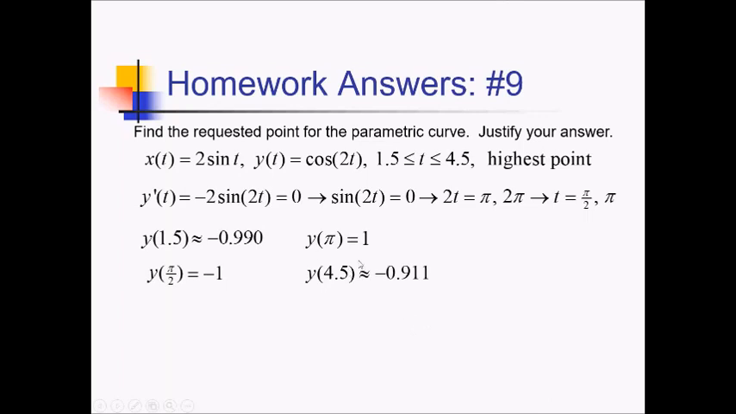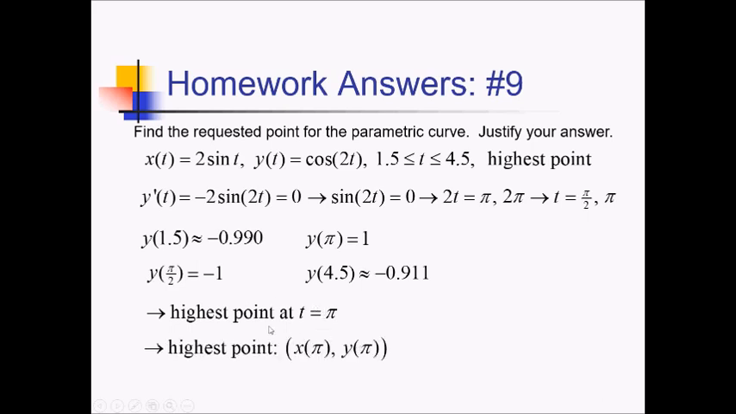So comparing these, I was looking for the highest point, so I want the one that gives me the highest y value basically. That's going to be happening at pi. So my highest point is at pi, so that's going to be the point, whatever x of pi and y of pi is. Well, we already found y of pi, it was 1. X of pi, if I plug pi in here, sine of pi is 0, 2 times that's still 0. So we have 0, and then the 1 that we found before when we were testing for max values.